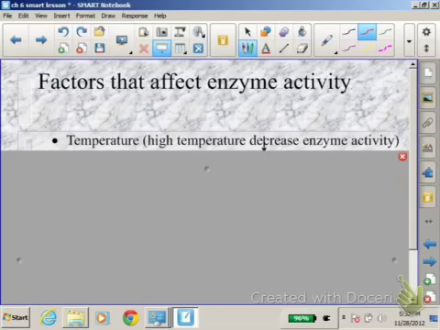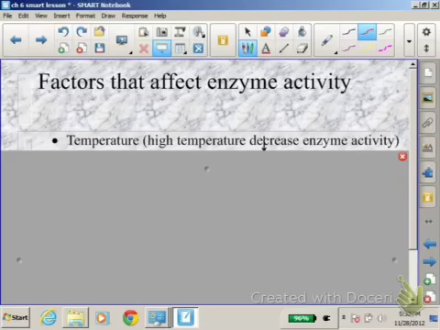Remember, that's why we put food in refrigerators, because at cool temperatures, the bacteria's enzymes cannot work properly, so they can't spoil your food. But the same thing also works for really high temperatures. If it's a really high temperature, then the enzymes do what we call denature, and they don't fit anymore, and so they can't work.